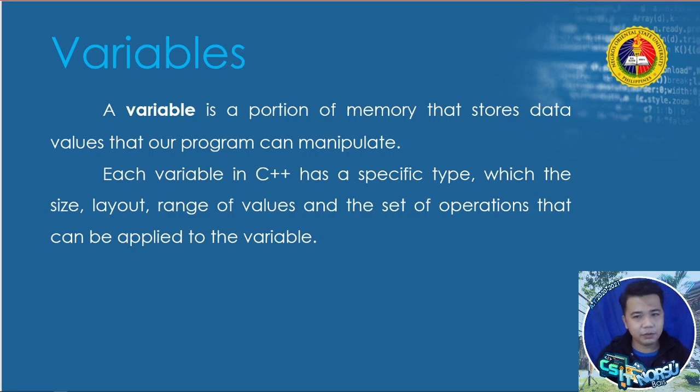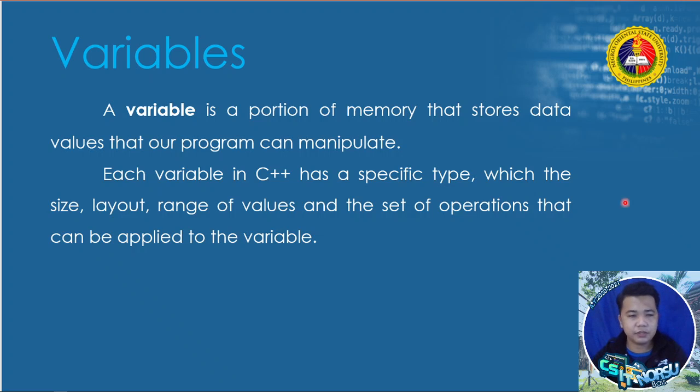Today we're going to continue our C++ programming discussion with variables. A variable is a portion of memory that stores data values that our program can manipulate. Each variable in C++ has a specific type, which determines the size, layout, range of values, and the set of operations that can be applied to the variable.